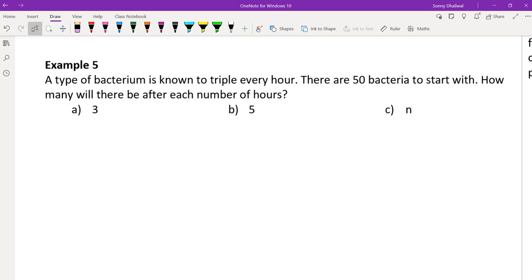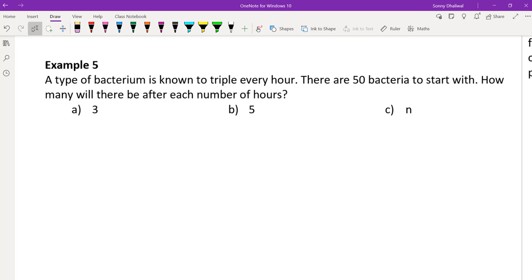Okay, a type of bacterium is known to triple every hour. There are 50 bacteria to start with. How many will there be after each number of hours? First question is after 3 hours, how many are there? B is 5 hours, and C is actually asking you to come up with a generic equation. So it could be 10 hours, or it could be 20 hours. How do you come up with a formula for determining this?